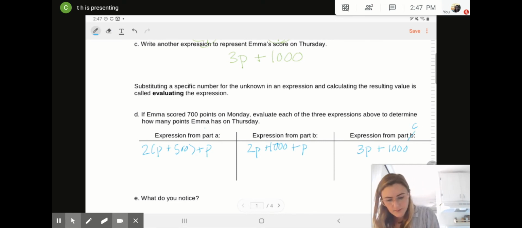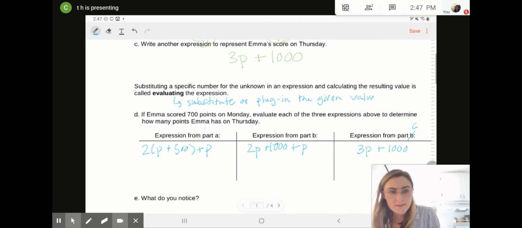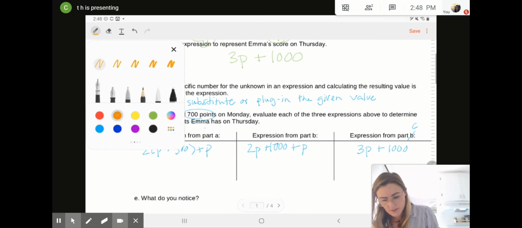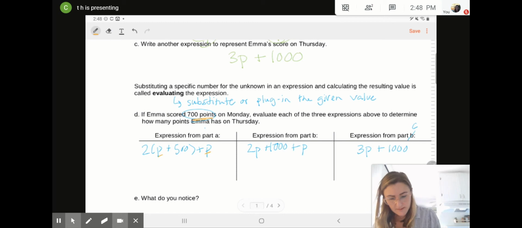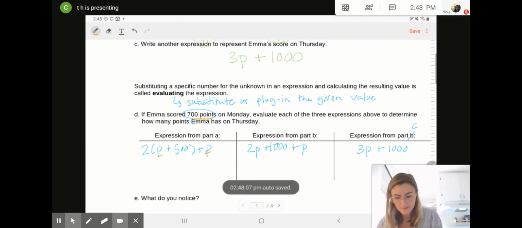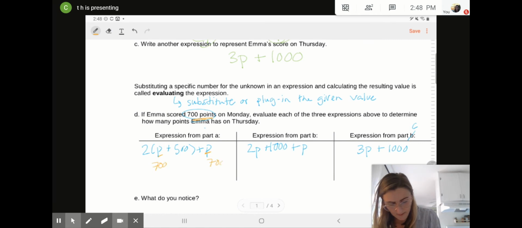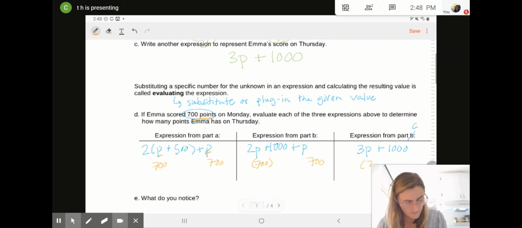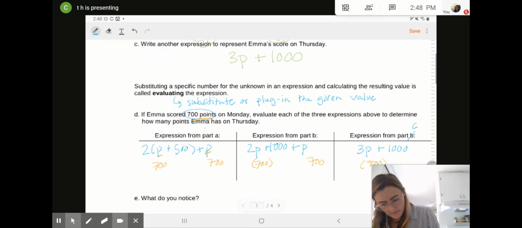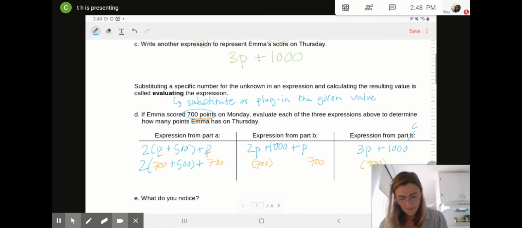So now when it asks us to evaluate just means to substitute or plug in the given value. So again, we should be taking these notes in our module while I'm doing this as well. 700 points. So I am going to plug 700 in wherever I see my value of p. So right here, right here, right here, and right here. And then I'm going to go back and rewrite the rest of the expression. So I have 2 times (700 plus 500) plus 700.